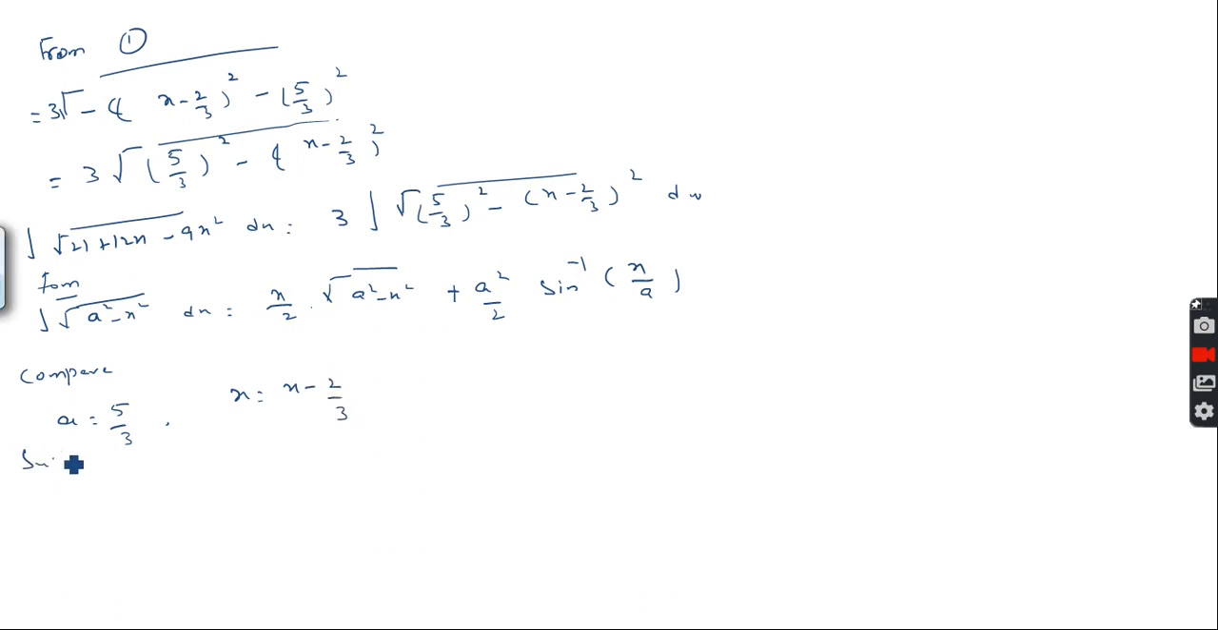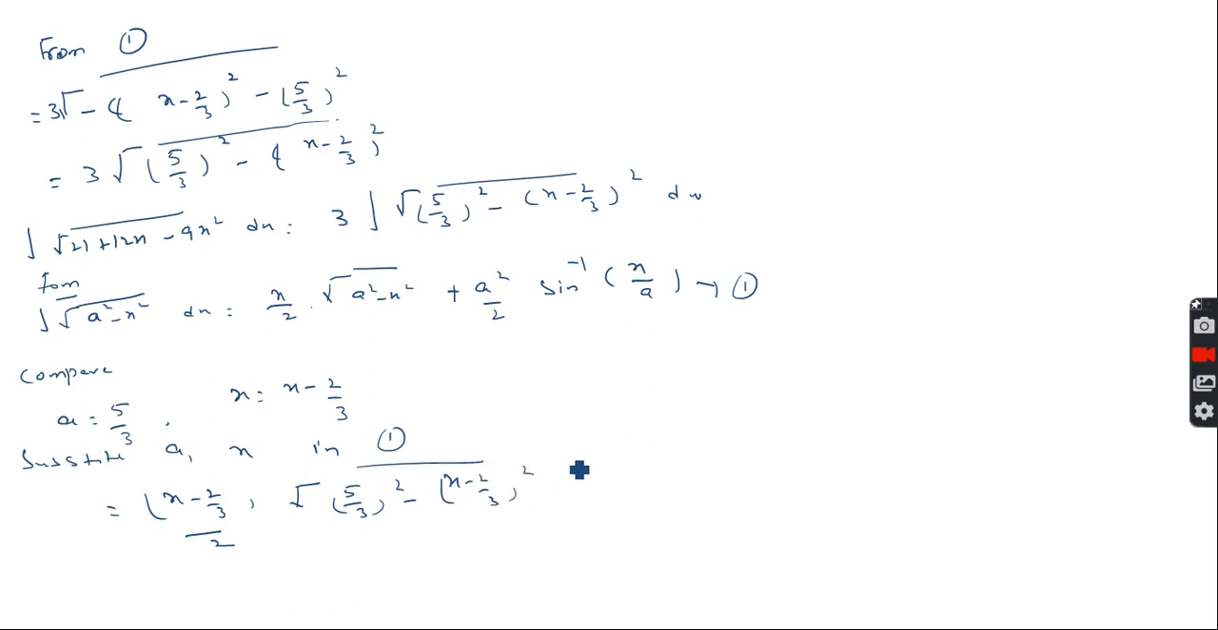So substitute the values. Substituting a and x in 1, we get x minus 2 by 3 by 2 into root of a square minus x square, that is 5 by 3 whole square minus x minus 2 by 3 whole square, plus a square by 2, that is 5 by 3 whole square by 2, into sin inverse of x by a, x minus 2 by 3 by a value 5 by 3.